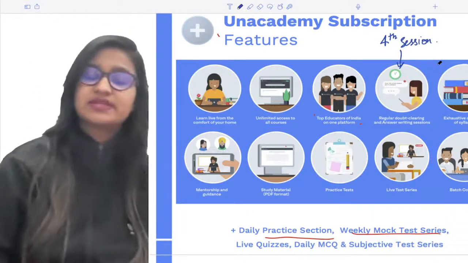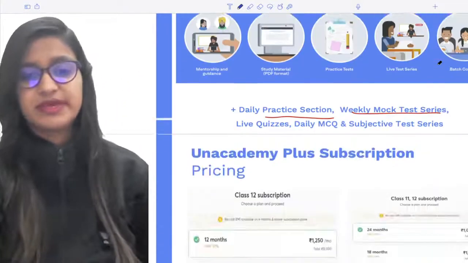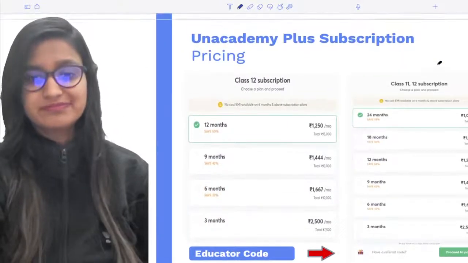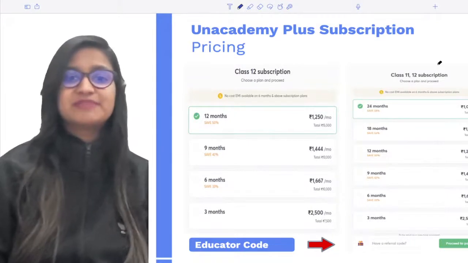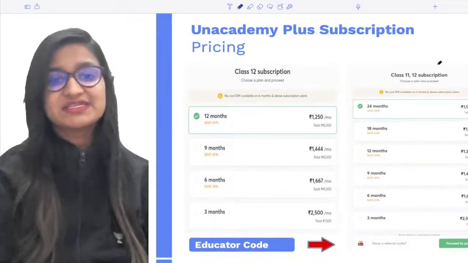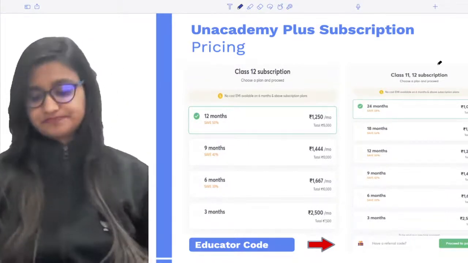That is your Unacademy subscription. Here you can see the Unacademy Plus subscription pricing as well.